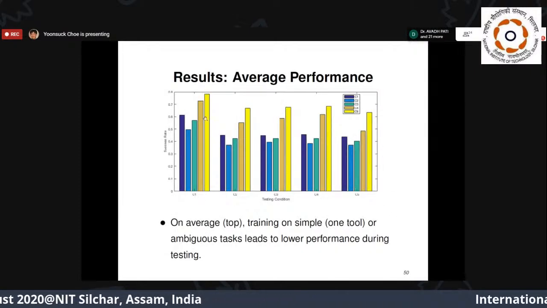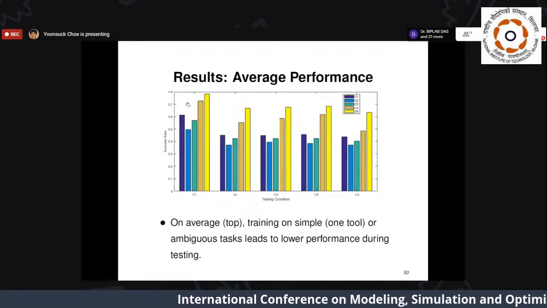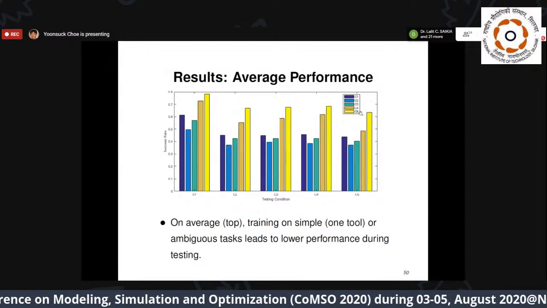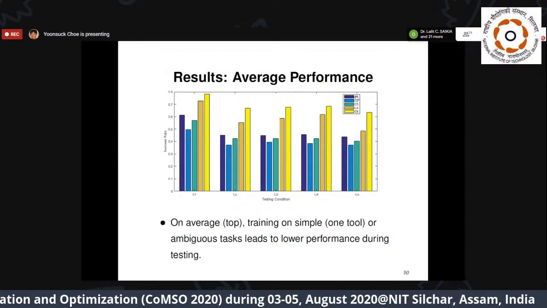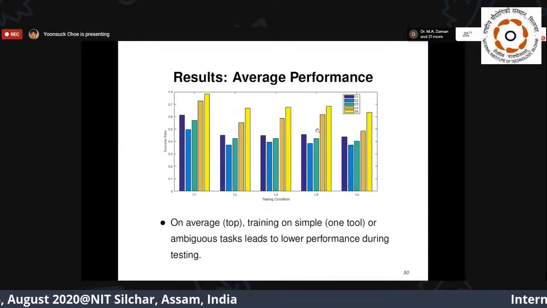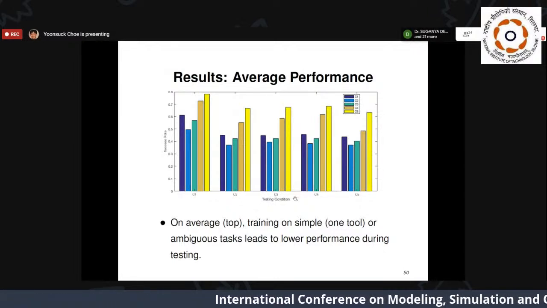So these are the success rates. As we have seen in the previous case, our best performance was about 70-80%. So we can achieve that depending on the particular placement strategy. This was used in training, and then this was the tool placement during the testing.